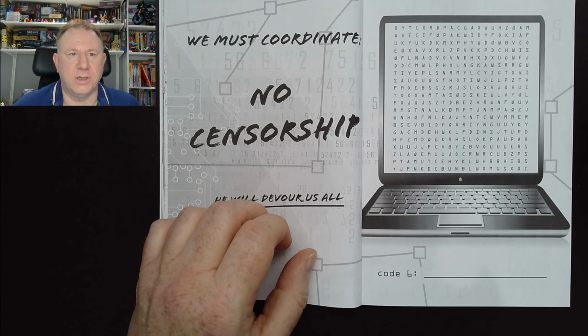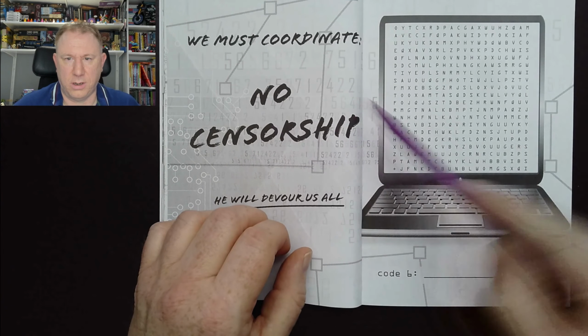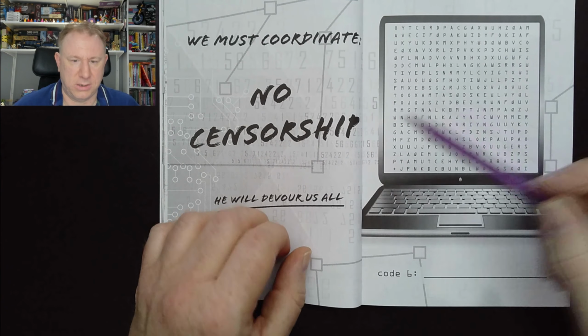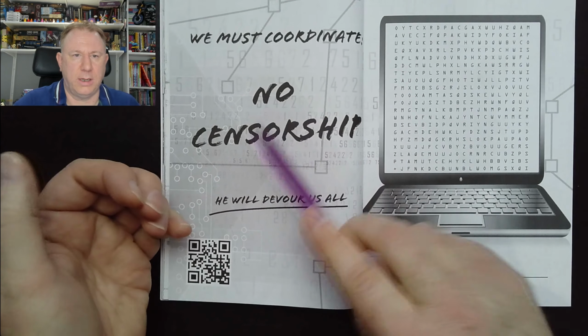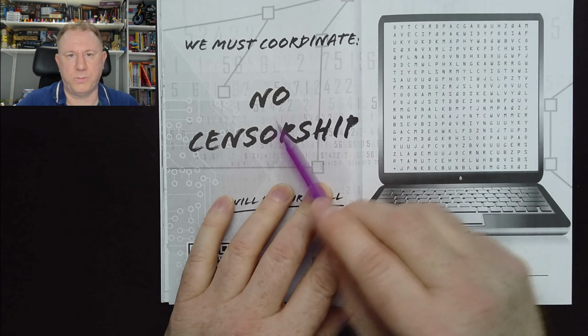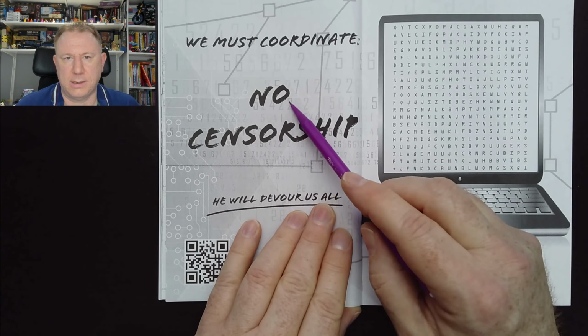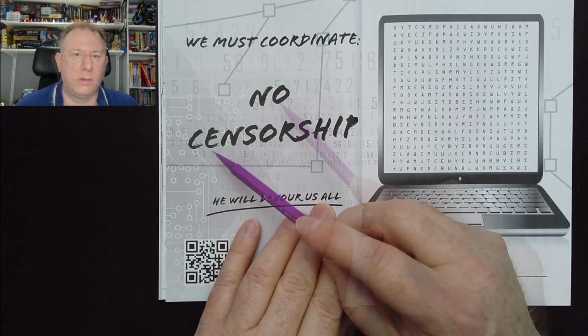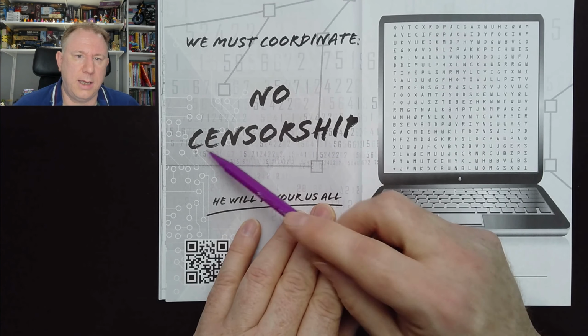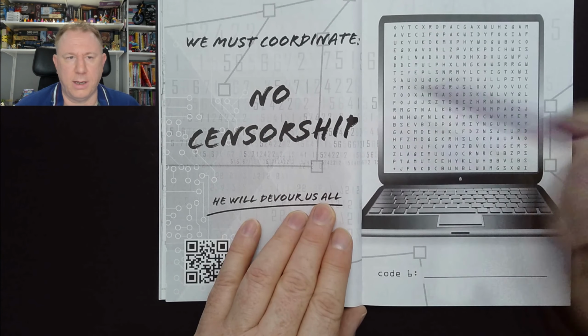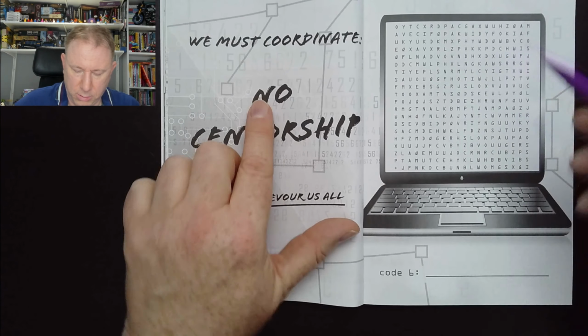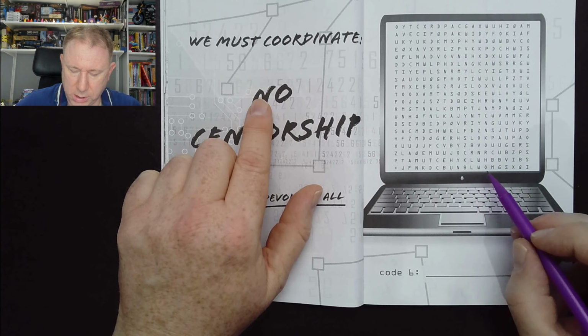Now, the thing about any coordinate is it has to have an across and an up. So perhaps we're coordinating this string, because it says we must coordinate colon, it's pointing at no censorship, he will devour us all. Let's start with this. So we've got 2 letters, that could be a pair of coordinates, N, O, CE, NS, OR, SH, IP. Okay, so it's credible. So NO, would that be across N or across O and up N?